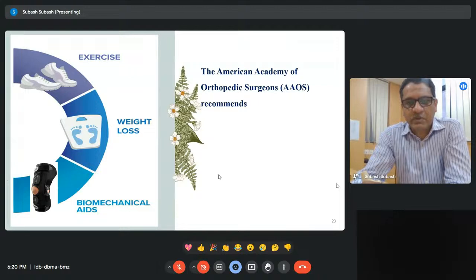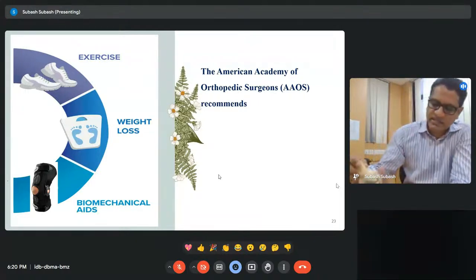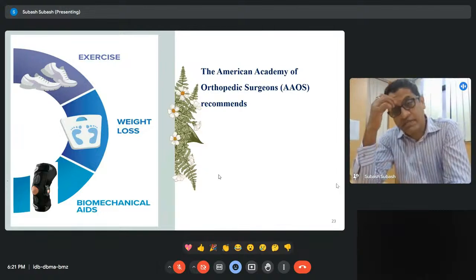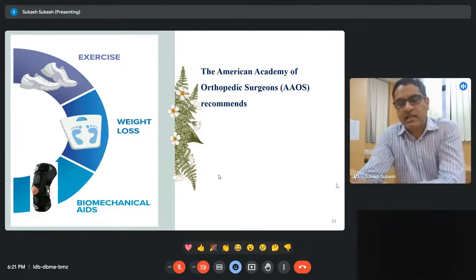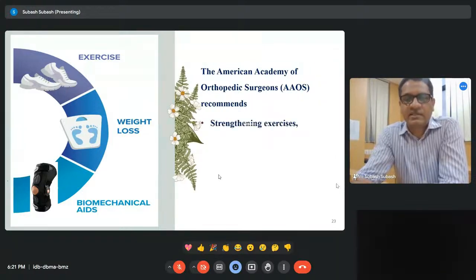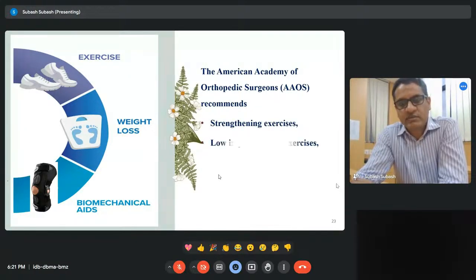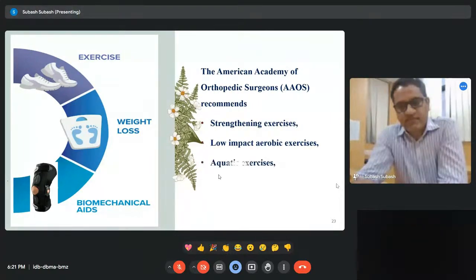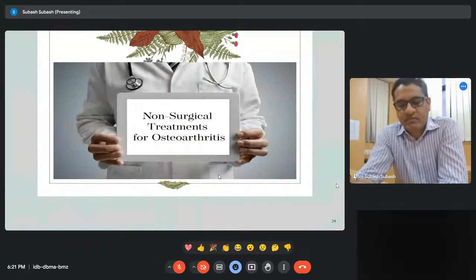So the benchmark for the orthopedic society is the American Orthopedic Association, where you can see their website clearly mentioning certain aids which help in delaying the process of osteoarthritis. Strengthening exercises is shown to be a very strong recommendation. Low impact aerobic exercises, aquatic exercises, and weight loss programs.